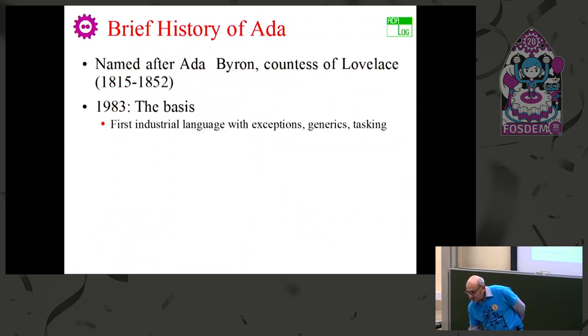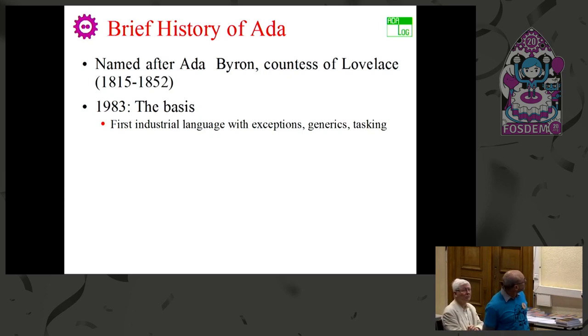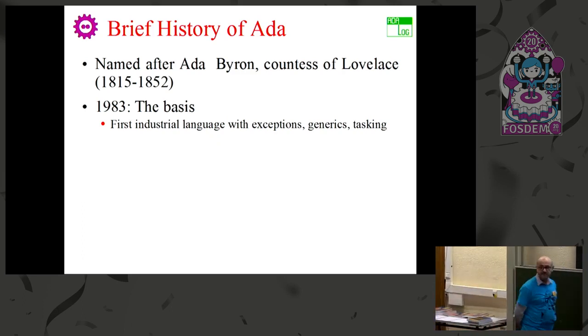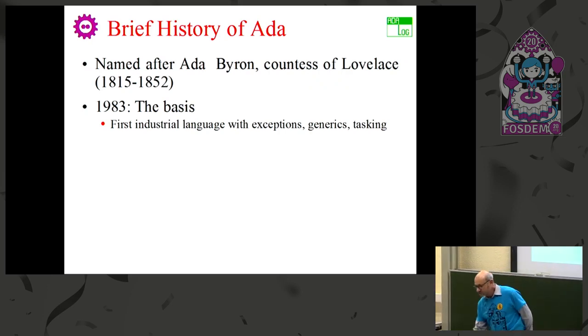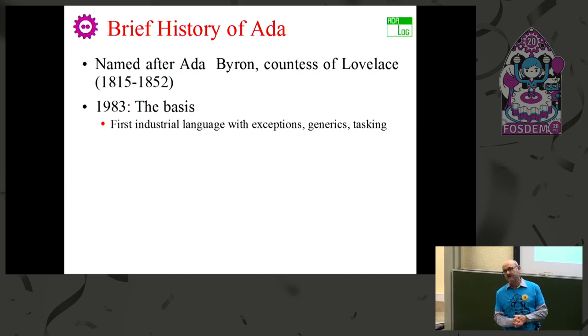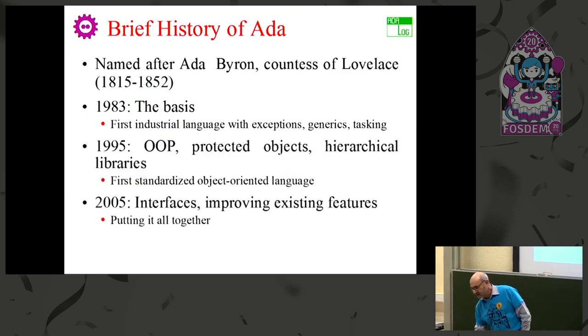So, come on. The first version was in 1983. Don't tell me it's very old. It's much more modern than C, and it's approximately the same time that C++ appeared. So it's not older than most used programming languages nowadays. At that time, it was quite revolutionary by already having, in a well-designed set, exceptions, generics, tasking, and many features that you could not find in the same language.